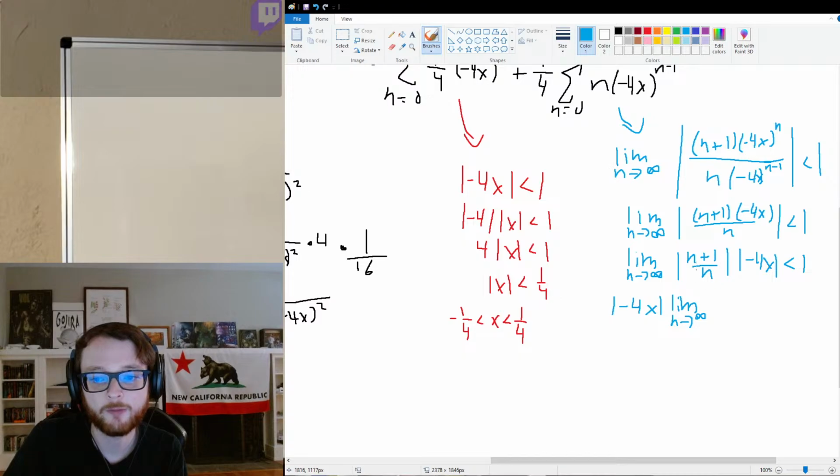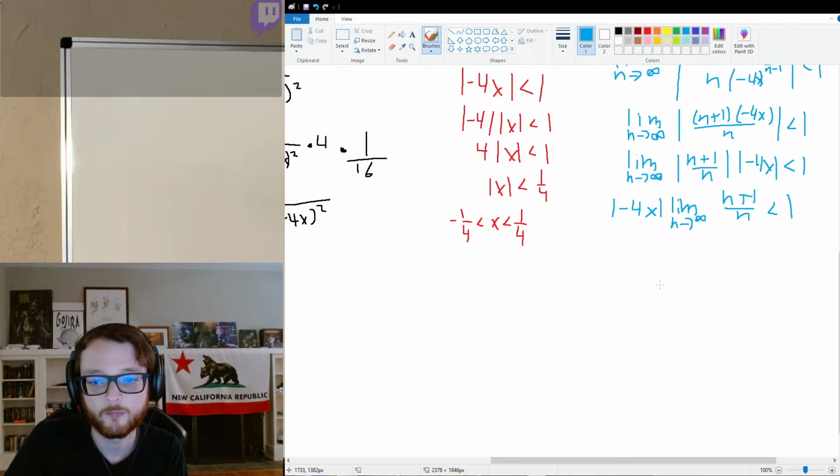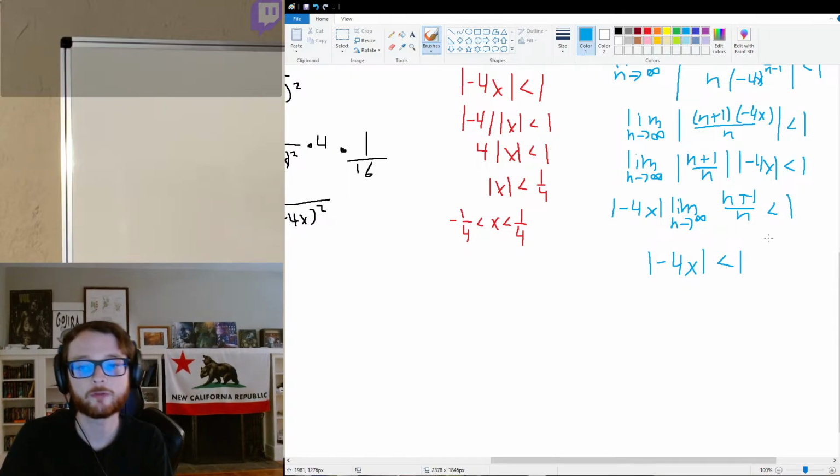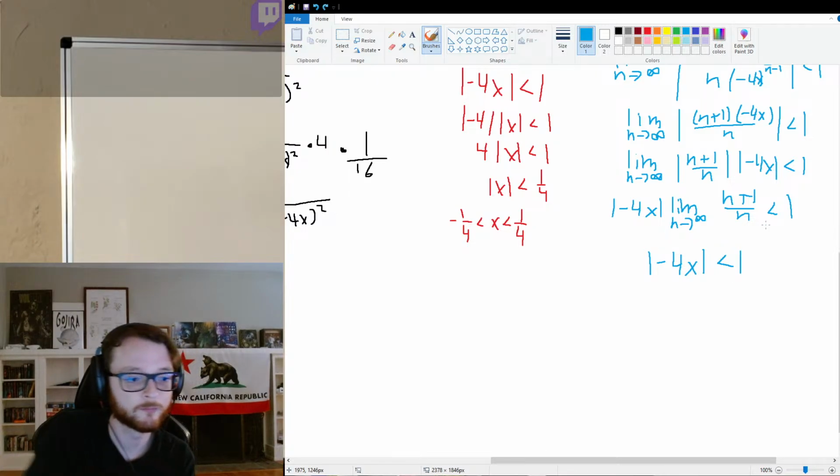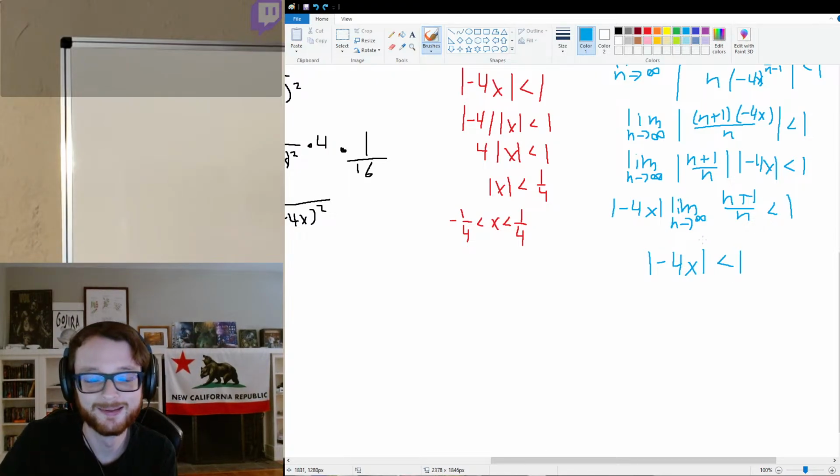N is always positive, so n plus 1 over n is always positive, so let's drop the absolute value there. Now this limit we know how to evaluate. It's just going to be 1. So we end up with negative 4x absolute value is less than 1. So I hope you're comfortable evaluating a limit like this by now. I feel like we've done them pretty often now.